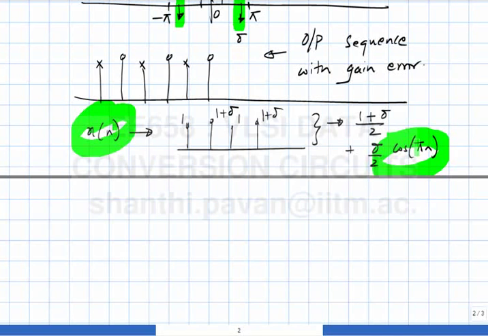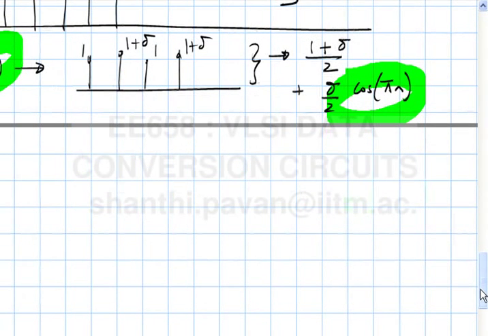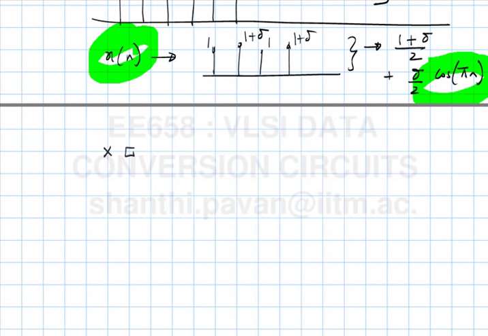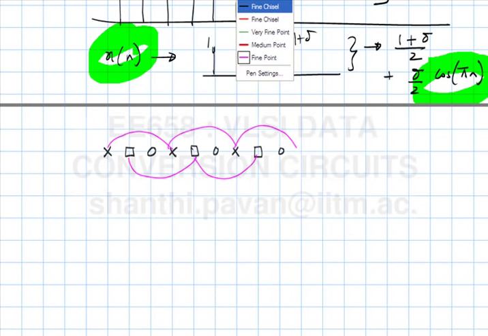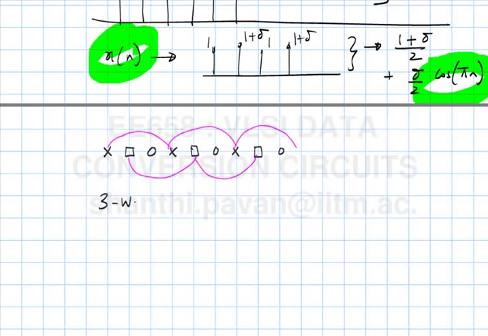All right. Now let me ask you a question. What do you think will happen if this is an M-way interleaved sample and hold? In other words, let me start with a three-way sample and hold. So all the crosses are being processed by one sample and hold, all the boxes by the other one, and so on. So what will be the effect of offset now? It's a three-way sampler. What happens with offset? If there's DC offset, what do you think will happen now? There will be tones only at Fs by 3.